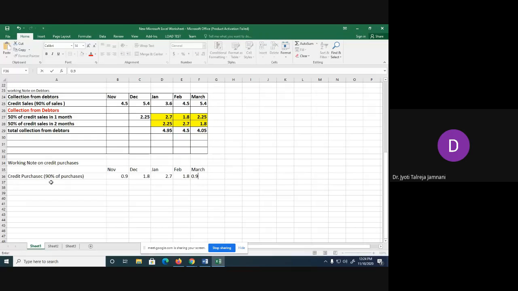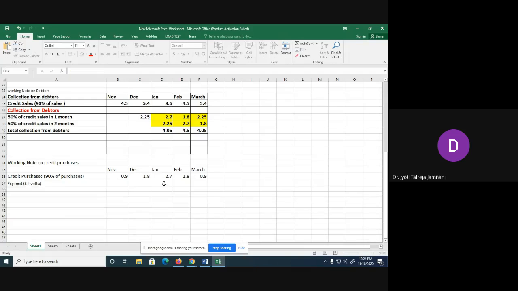So these are the credit purchases, and they have said it will take 2 months for payment. So payment in 2 months. Whatever we have purchased in November, we will leave November, December, and we will pay it in January. So January 0.9 we are paying, which is November month payment. Then December 1.8 we will pay it in February. I am keeping a gap of 2 months.